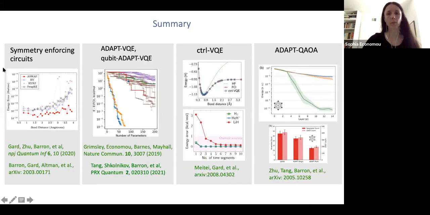All right, so this takes me to my summary. I introduced the idea of variational quantum algorithms. I talked about how to make problem-tailored ansatz for VQAs, and specifically 3 different approaches, and also touched upon our optimization algorithm adapt VQA.